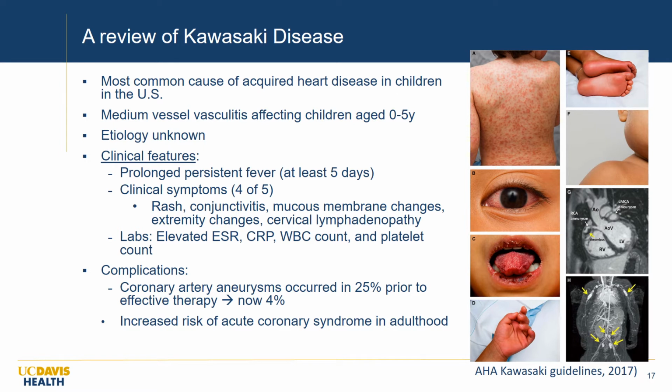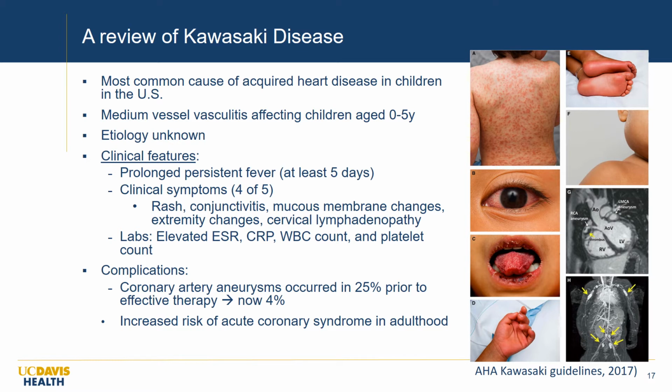Just to have a quick refresher on Kawasaki disease, it is the most common cause of acquired heart disease in children in the US and other developed countries. In the developing world, it still is rheumatic fever, but we rarely see that in the US now. The key to really preventing this acquired heart disease is early recognition and early treatment. So it's a medium vessel vasculitis that affects children generally between the ages of 0 to 5. And the vessels that we care about the most are the coronary arteries, because those are most likely to then lead to morbidity and mortality when those children become older.